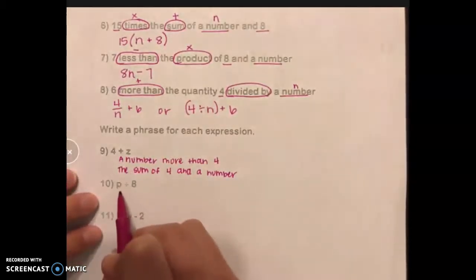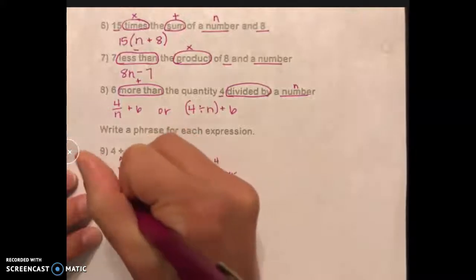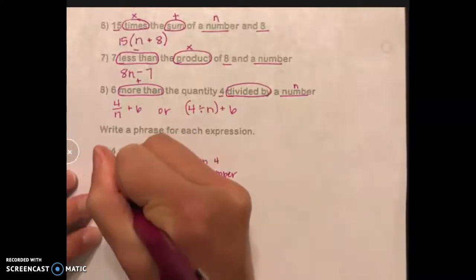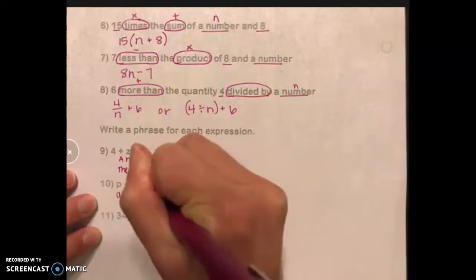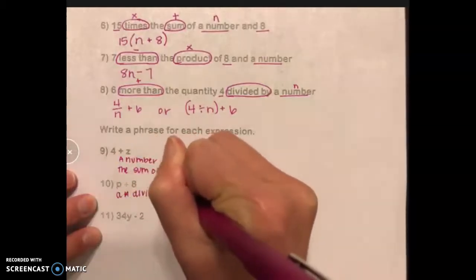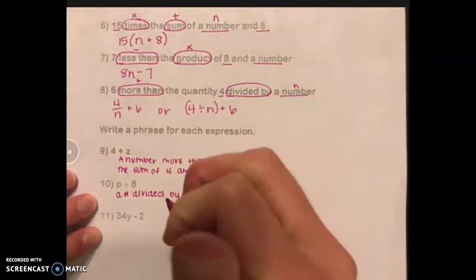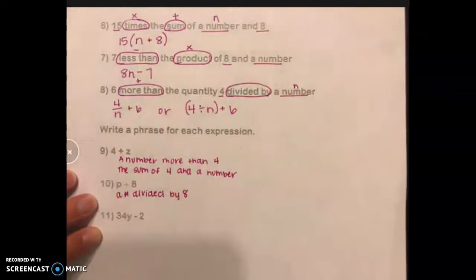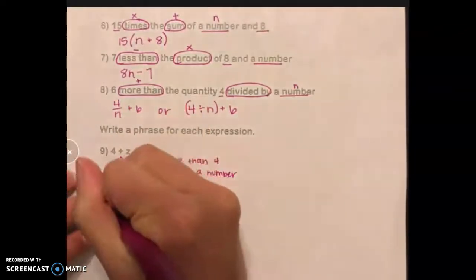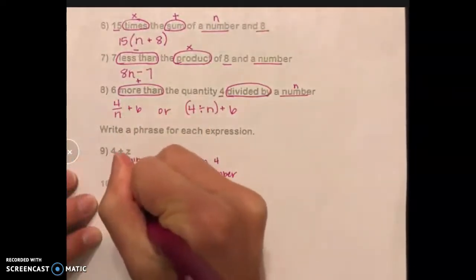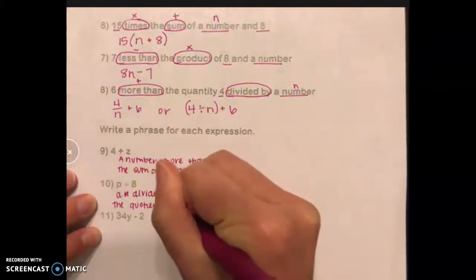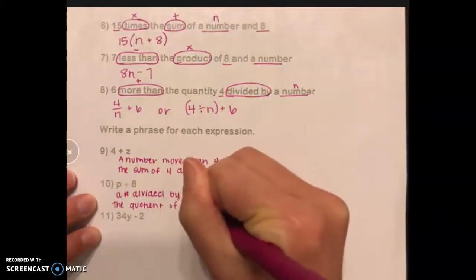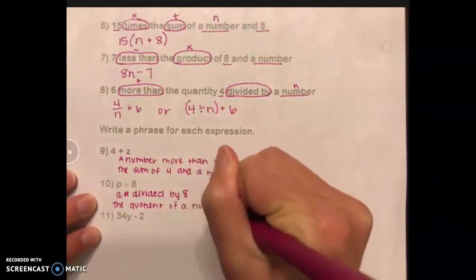So for number 10, we have p divided by 8. So we could obviously use the words divided by, so we could say a number divided by 8. Or what else could we use? We could use the quotient. So we could say the quotient of a number and 8.